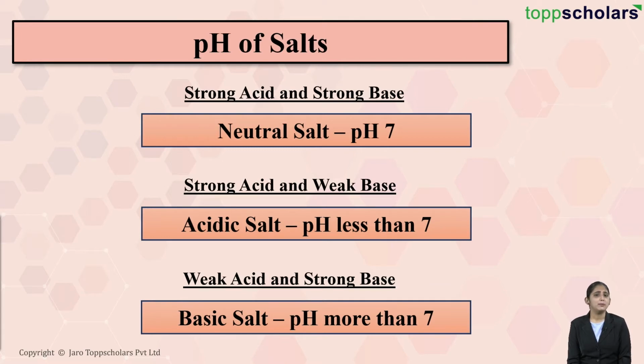Can you tell me what is the pH of neutral salt? 7. Acidic salt less than 7. And what about basic salt? More than 7. Very good.